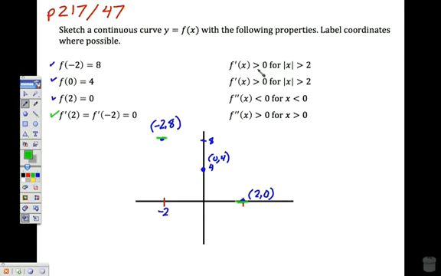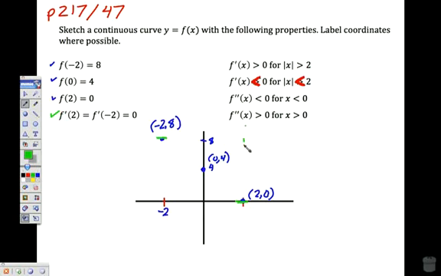F prime is positive. Oh, I've got a typo here. Let me fix this typo real fast. F prime is positive for absolute value of x greater than 2. That's right. This one should say f prime is negative when absolute value of x is less than 2. Okay. So f prime is positive for absolute value of x greater than 2. In other words, for any values of x that are bigger than 2 or less than -2, absolute value is greater than 2, then f prime should be positive, which will mean it's going to go uphill.